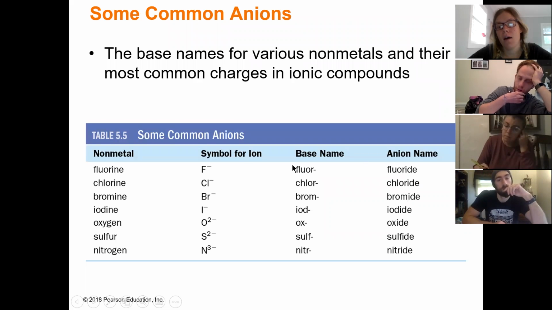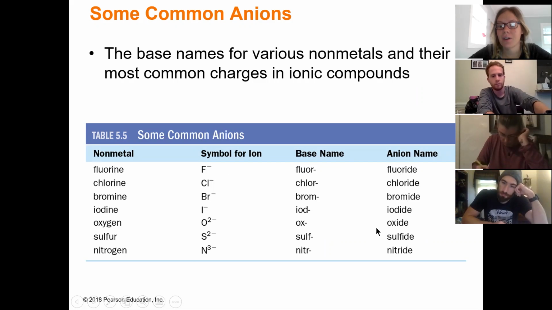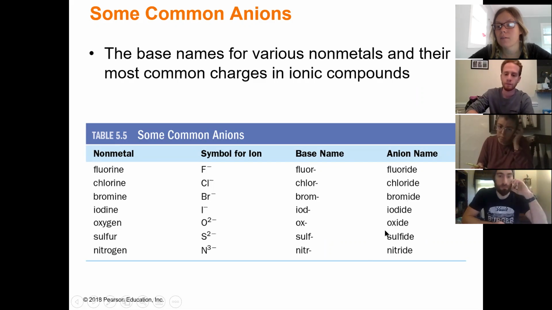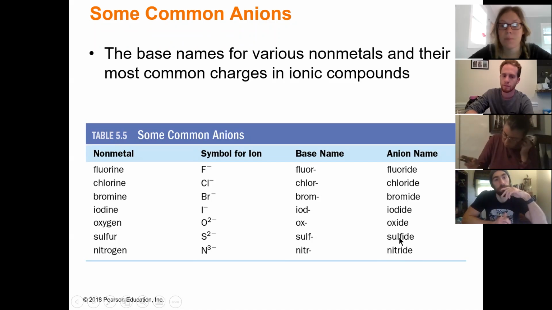Here are all the base names for the common nonmetals that you're going to see. So fluorine goes to fluoride, chlorine to chloride, bromine to bromide, iodine goes to iodide. It sounds kind of weird. Oxygen does not go to oxygenide. It goes to oxide. So you cut quite a bit of the oxygen off. Sulfide and nitride. So if you're seeing, for instance, sulfide, ending in ide, you're talking about the element, not the polyatomic ion.